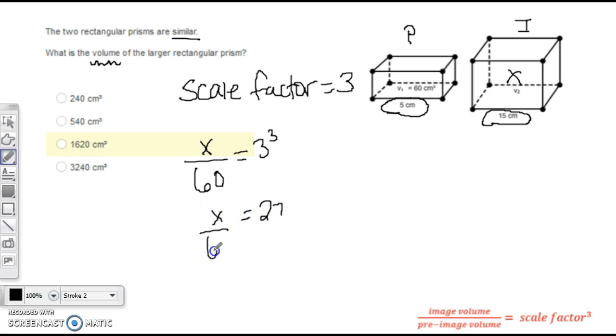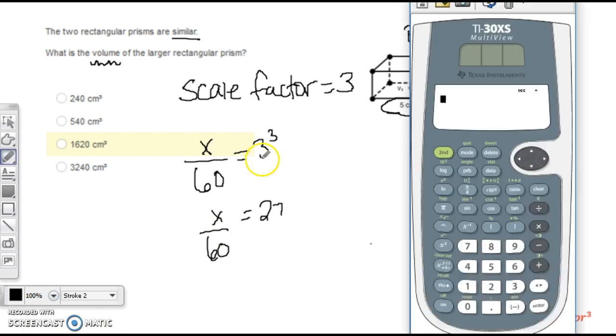And we're going to set that equal to x over 60. And I also want to show you how to type that in your calculator as well. So if I want to do 3 to the third power, I'm going to hit 3, and then I want to raise it. So I'm going to use this up arrow, and then I'm going to hit the third power. So 3 to the third power is 27.